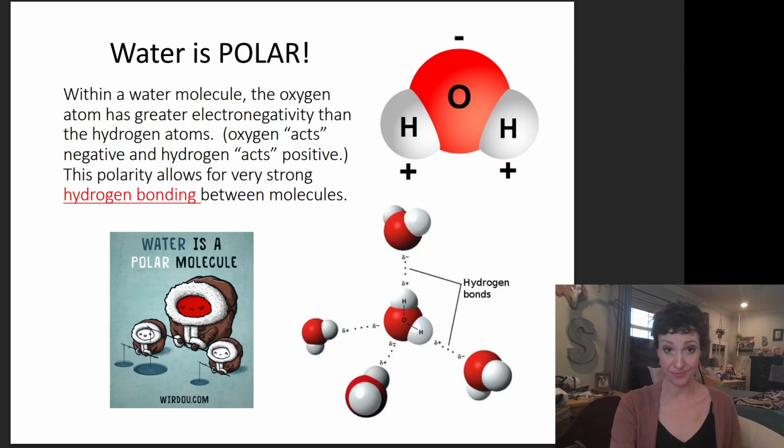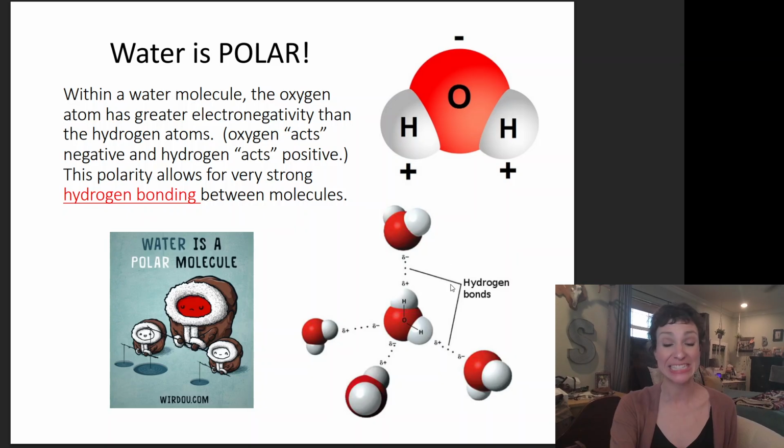Okay, we've learned this before. Water is polar. Within a water molecule, the oxygen atom has a greater electronegativity than the hydrogen atoms. So we know if one atom in a chemical bond has more electronegativity, which means it wants electrons more, it's going to pull more unevenly on that shared pair, and there will be a slight partial negative dipole on that atom, okay? So as a result, the oxygen will be slightly negative and the hydrogen will be slightly positive. So this polarity will allow for very strong hydrogen bonding IMFs between the molecules, right?